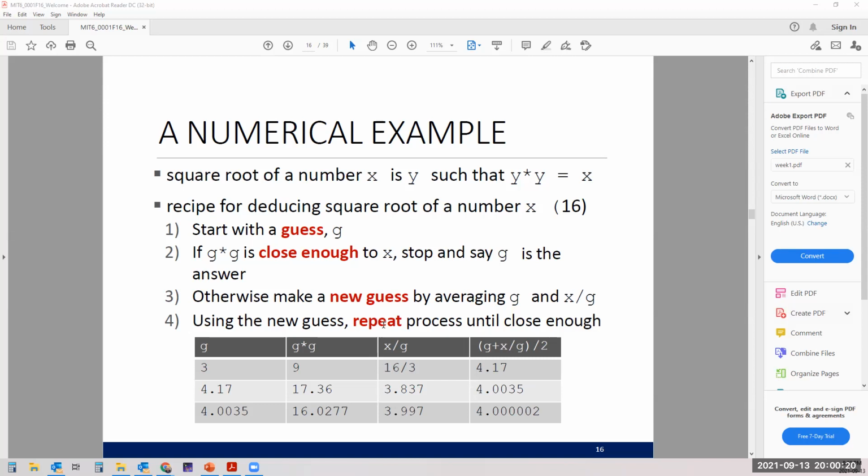So, for example, if we assume that the number x is 16, what is the square root of 16? At the beginning, we will start with a guess g. And if g times g is close enough to x, stop and say g is the answer. How close is close enough? This should be clear in the question.